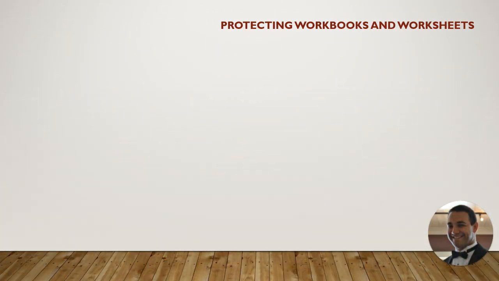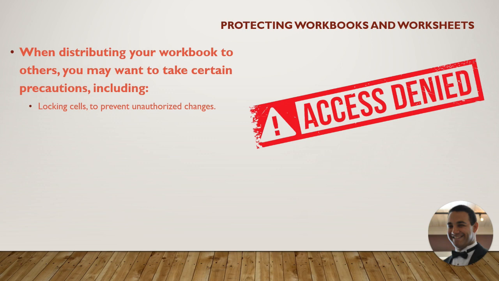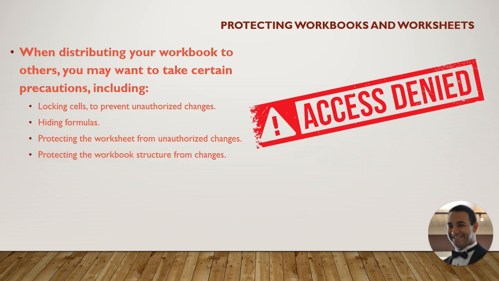Whenever you're distributing your workbook to others, you may want to take certain precautions, including locking the cells to prevent unauthorized changes, hiding the formulas, protecting the worksheet from unauthorized changes, protecting the workbook structure from changes, or password encrypting the workbook to prevent unauthorized access. Let's take a look at how all of that works.